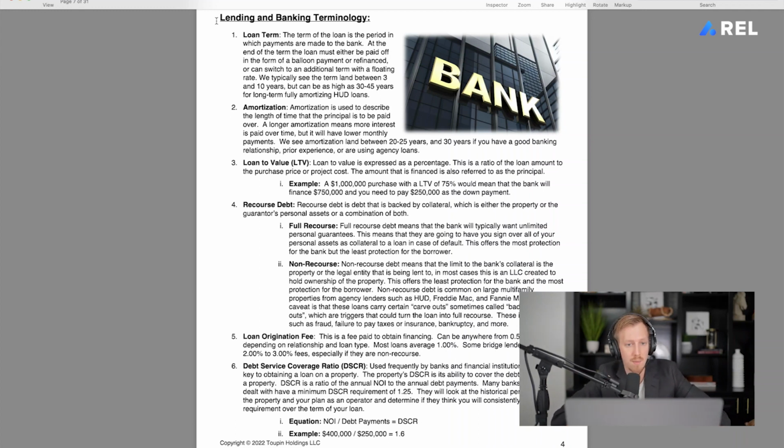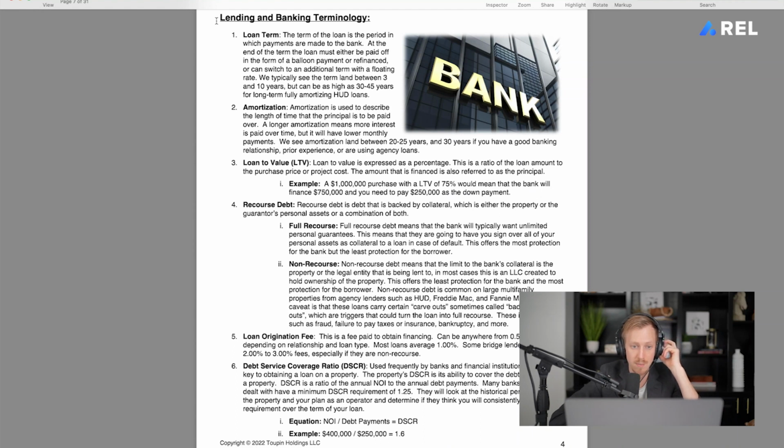So loan term. This is the term. That's the special word, is our term. It is the length of the loan, the time period that we have the loan until we have to pay it back. A lot of people get loan term and amortization mixed up. Don't do that. They're different things. So let me explain amortization, and then I'll circle back around.